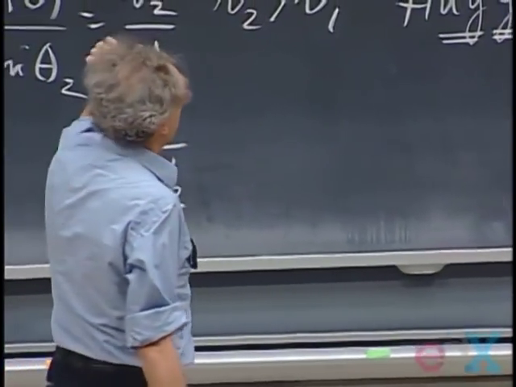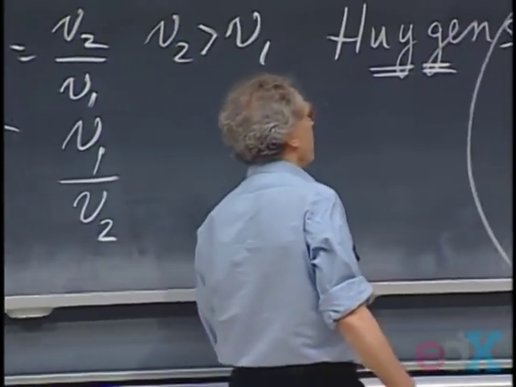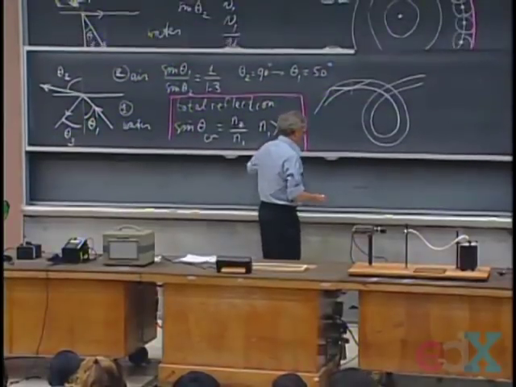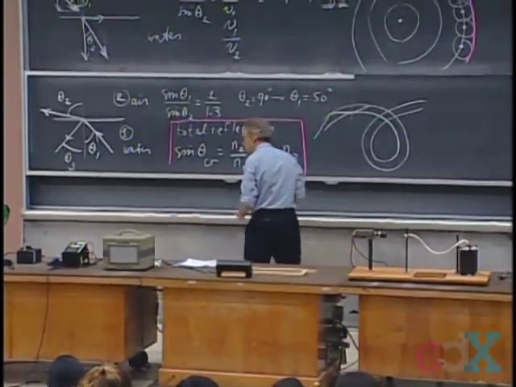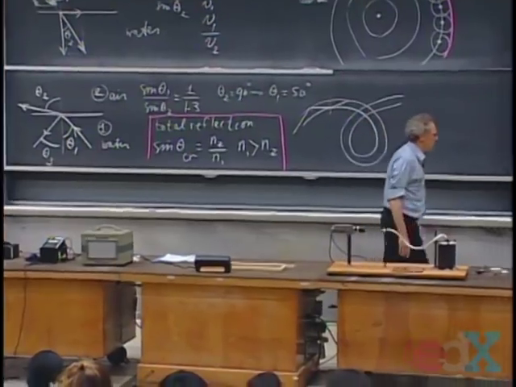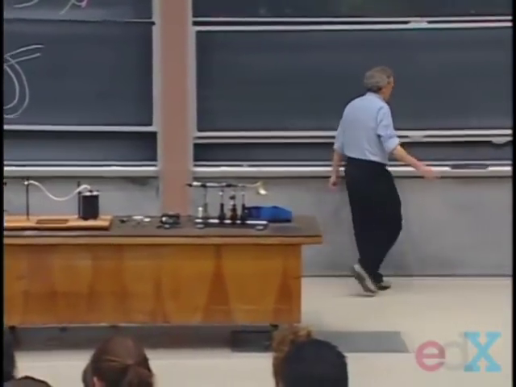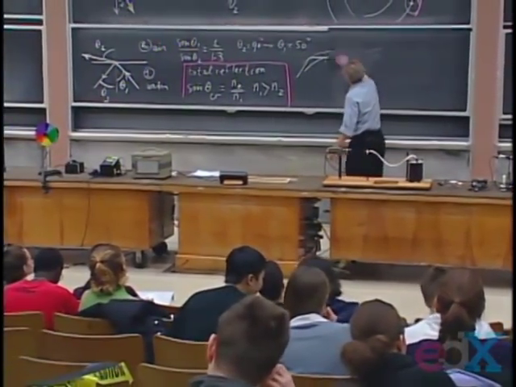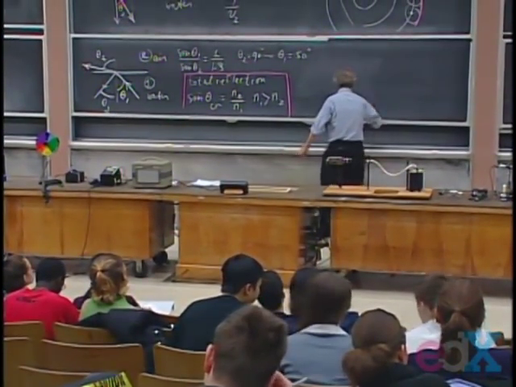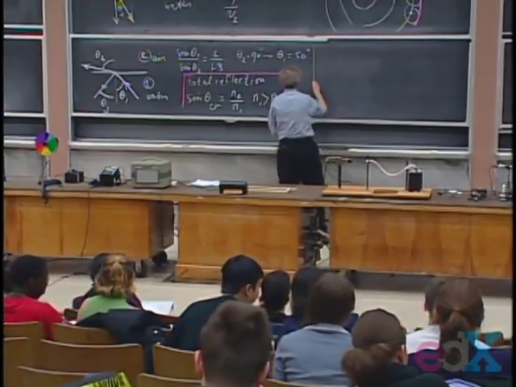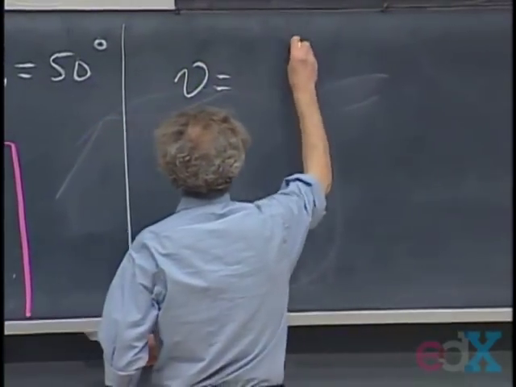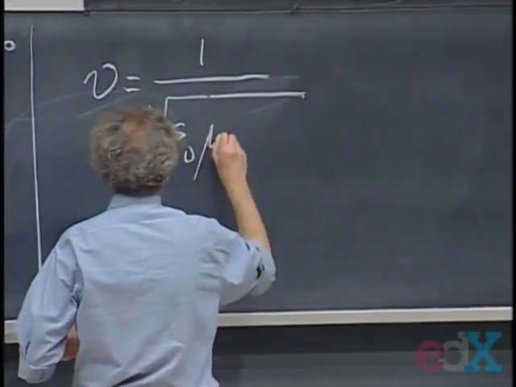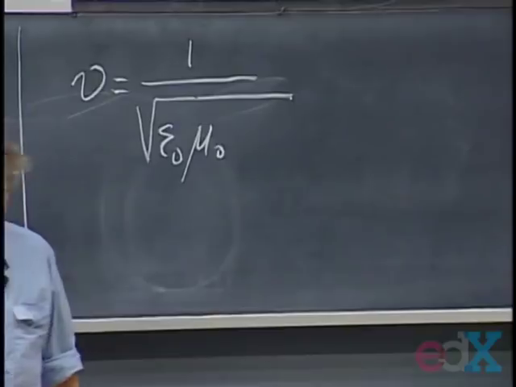When we derived the speed of light in vacuum, we used Maxwell's equations. And they allowed us to conclude that the speed of light, much to everyone's surprise, depends on epsilon zero and mu zero in a very simple way. I will call it for now V. That was 1 over the square root of epsilon zero mu zero, and we call that C.